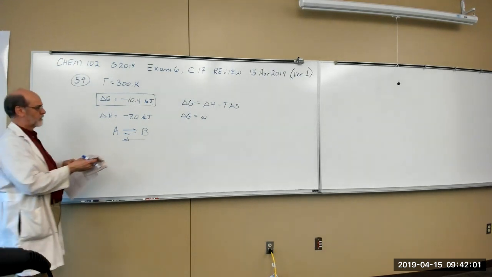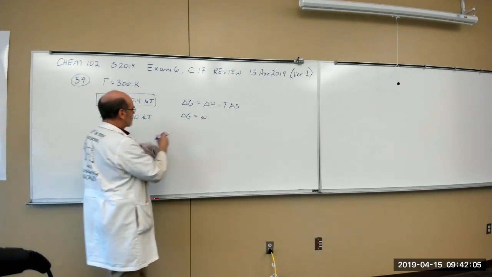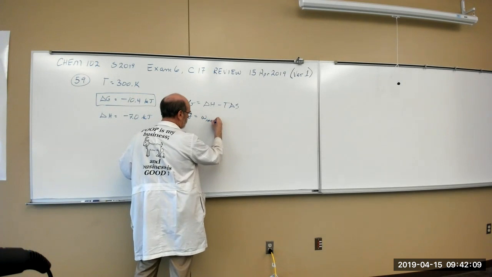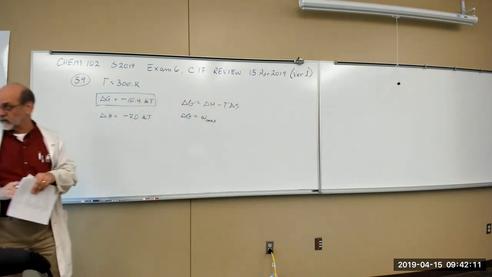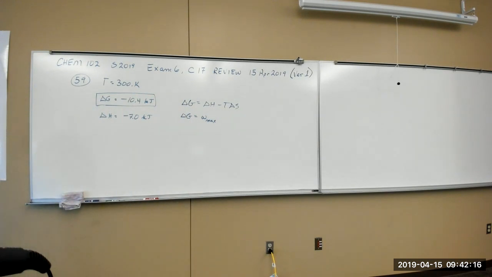So delta G is defined as a change in work? Yes. Yeah, delta G is equal to the maximum work available from that reaction. And then you have to understand that there's no such thing as, you can't arrive at the maximum work.